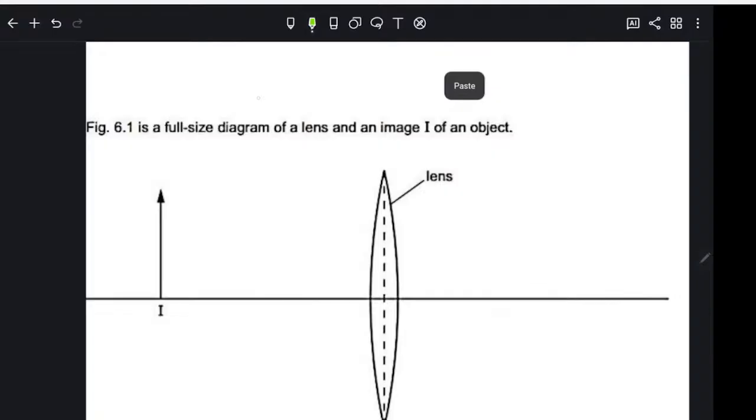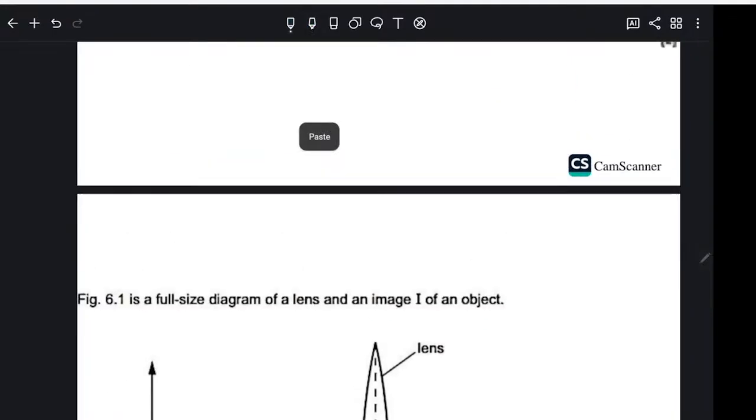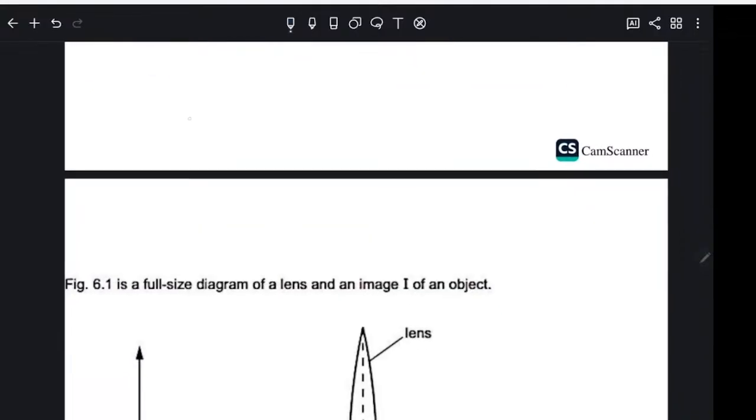Okay, let me fix those words. I know what you're trying to say. The object is the original thing before the lens, okay? Then the image is what is formed afterwards. Are we all together?